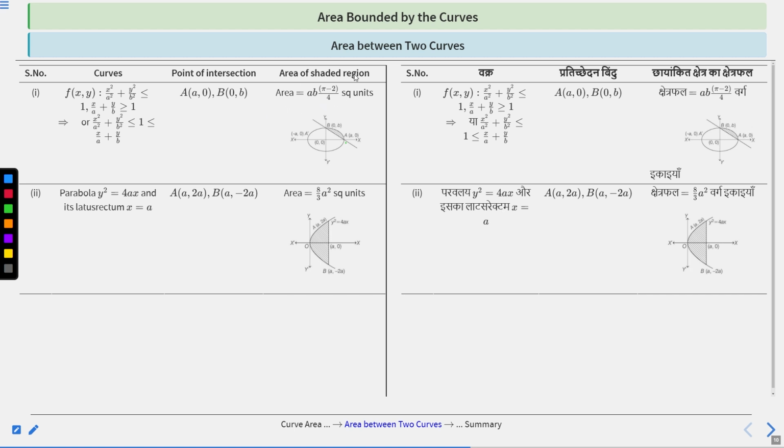So you have to remember, we can calculate the area using the formula integration of 0 to a of f(x) minus g(x). After calculating the values using the integral, you will get the area as ab into (pi minus 2) upon 4 square units. You have to remember this. You have to remember the areas of some standard curves, so that you can calculate the area without the integral, in very less time.